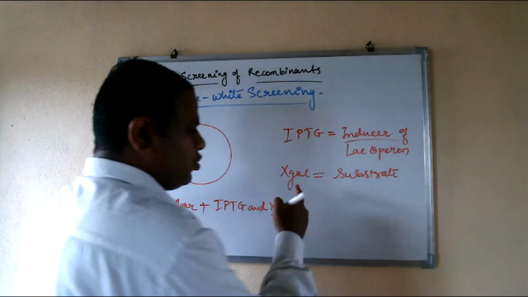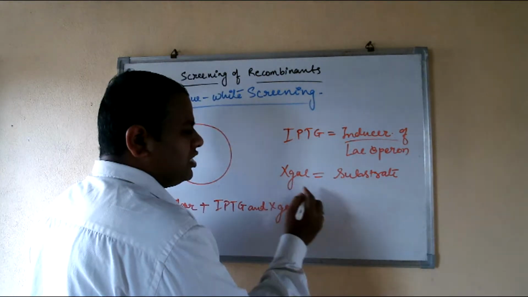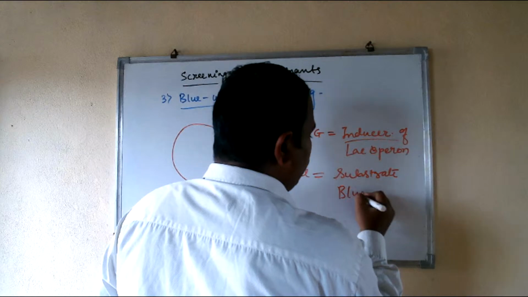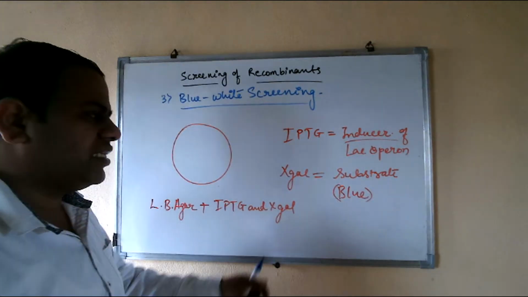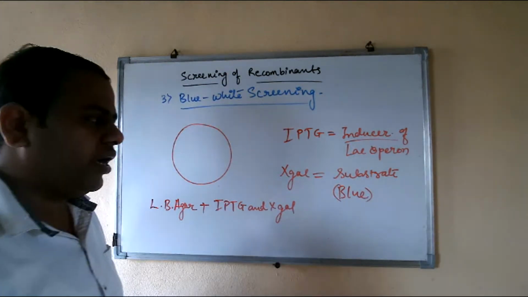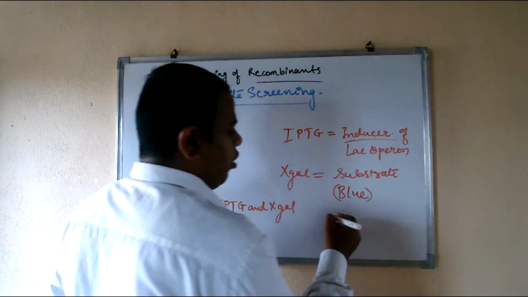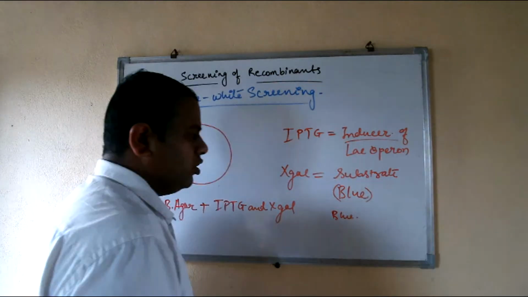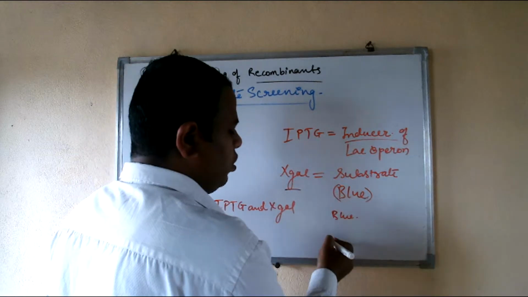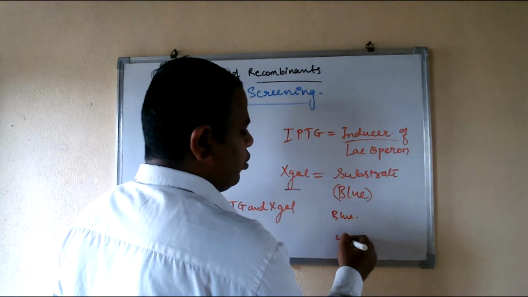So what is going to happen here? The X-gal is by default colorless, and when it is broken down, it will form a blue color. If this X-gal is not broken down, the colonies are going to form a white color.